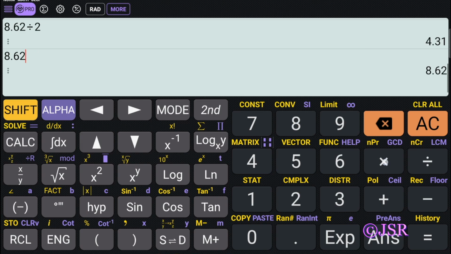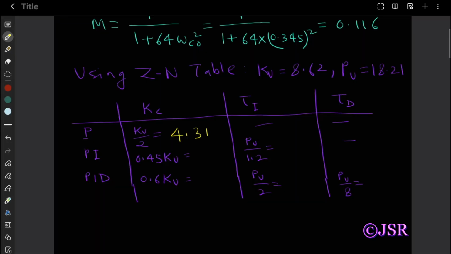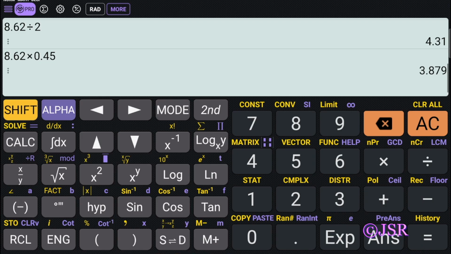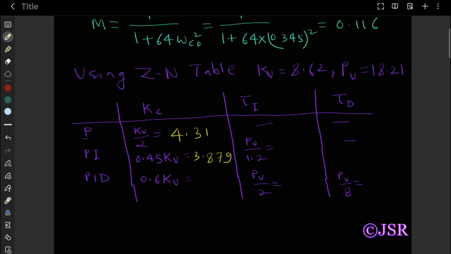For PI controller, 8.62 into 0.45, so this will be 3.879. For PID controller, 8.62 into 0.6. So this will be 5.2.